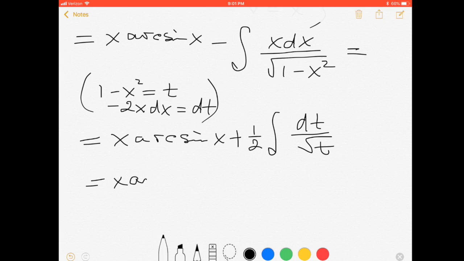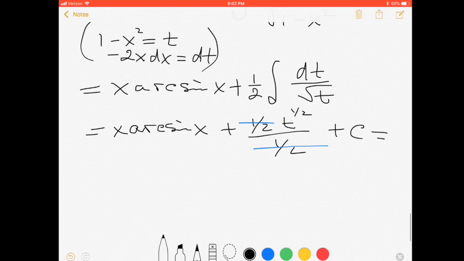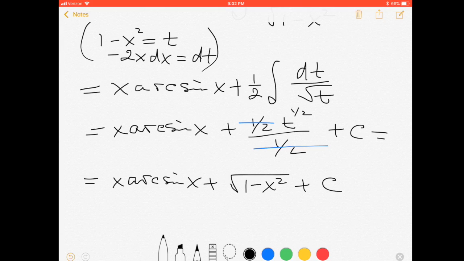This means here we have x arc sine x plus 1/2 t to the new power 1/2 over 1/2, which cancels, plus c. Don't forget, we need to go back to our old variable. This means we have x arc sine x plus square root of 1 minus x squared plus c. We're done.